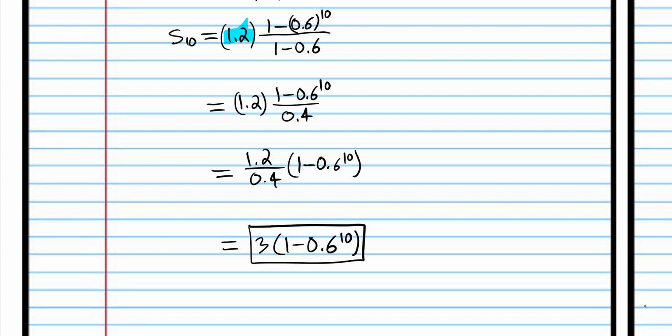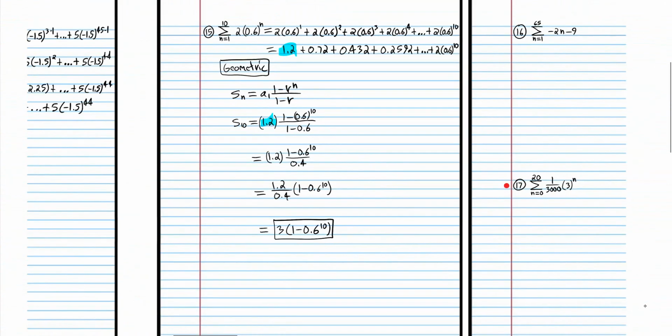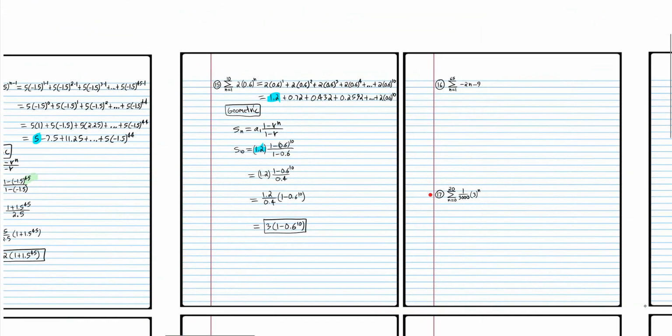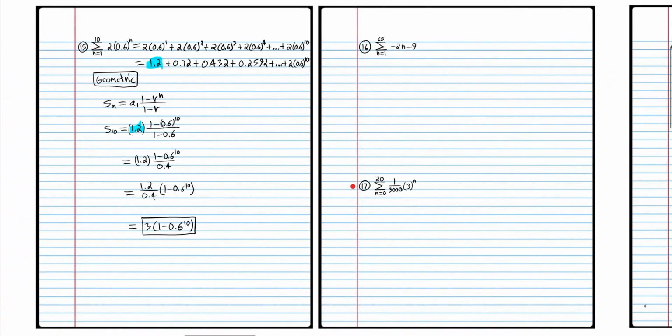So if you got that right, excellent. So I'd like you to try one more of these problems before we go on to something else. And when you come back, we'll do it together. Write out the first 4 terms, determine if it's arithmetic or geometric, and then use the appropriate formula. When you come back, we'll do it together.